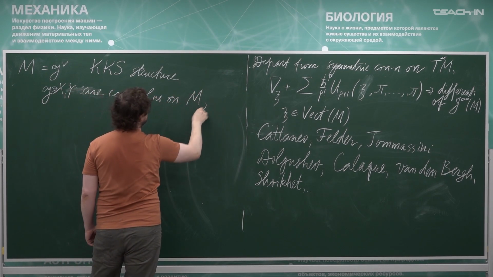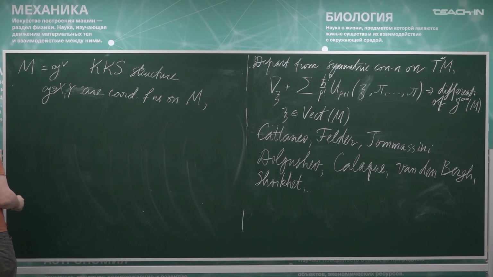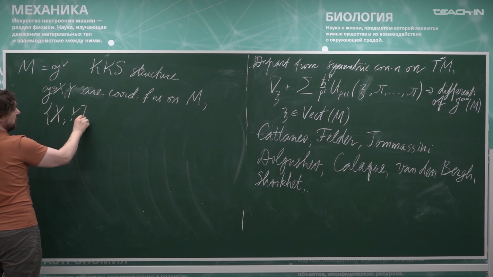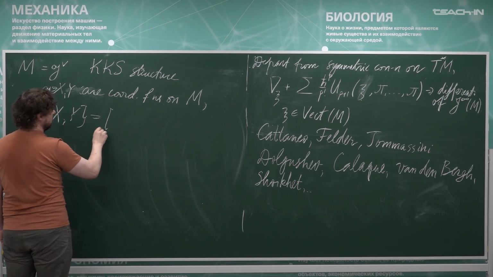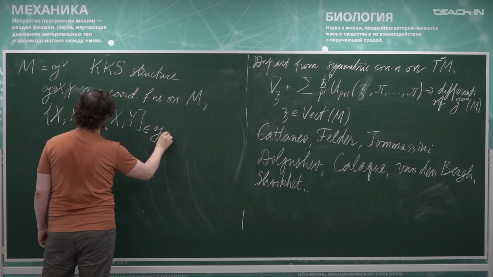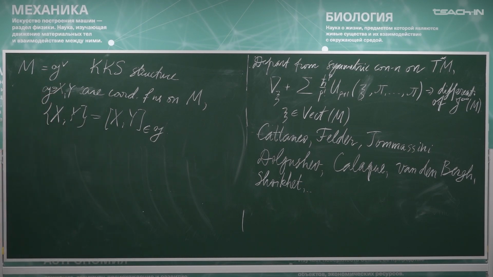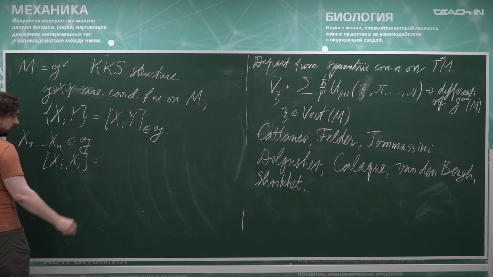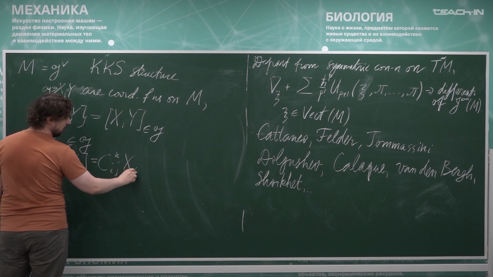On M, in order to obtain the Poisson bracket, it is sufficient to define the Poisson bracket of coordinates, and we just put that this bracket is given by the Lie bracket in G. If you choose local bases x1 through xn in G, then you can write down the Lie brackets in terms of the structure constants c_{ij}^k x_k.